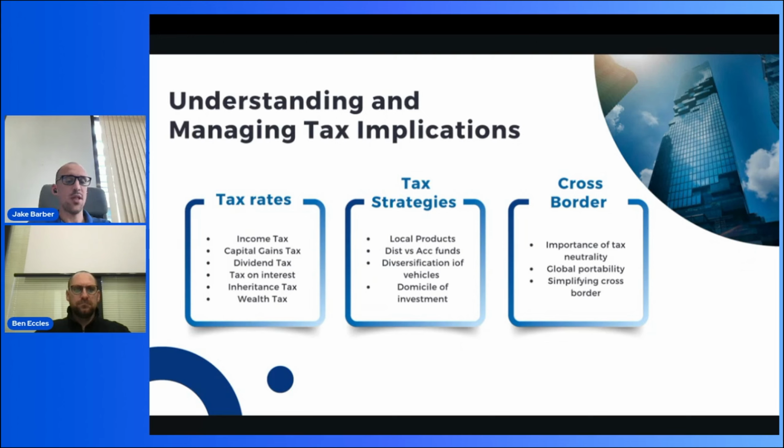The domicile of your investment is really, really important. So this comes on to the next point, which is the importance of tax neutrality. So making sure your investments are in a tax neutral jurisdiction. I live in Spain. I don't invest my money in Spain. I keep it tax neutral.